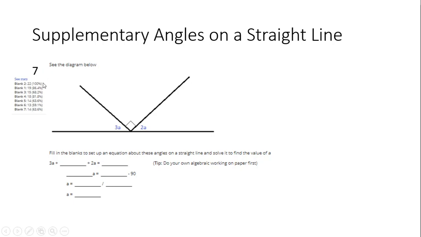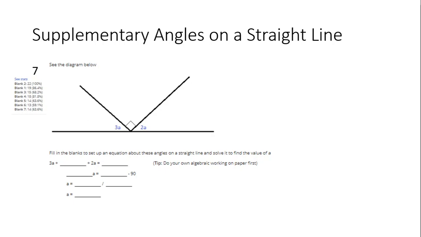100% on the first bit. Well done. 86.4. Oh, sorry, that's the second one. The first one we got 86.4. The third one we got 68. The fourth one we got 81. We did really quite well on these, apart from blank number 6, which is this one here. I wonder why we had problems with this one. I'm guessing it's because of our algebraic working, because our blank number 7 was better. We could find the answer, but it's the algebraic working that there was more struggle with. If you want to try it for yourself, go ahead. Let's start taking this up though.